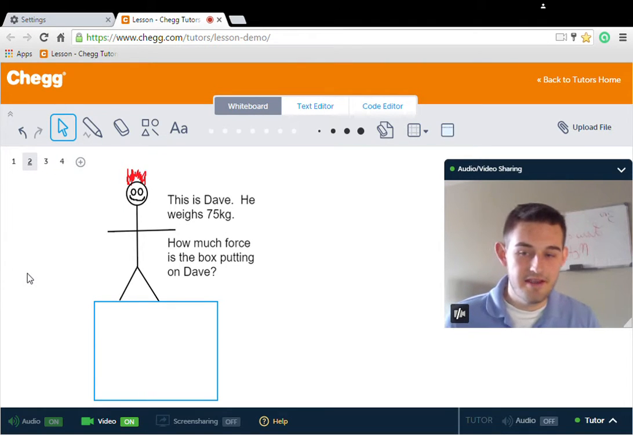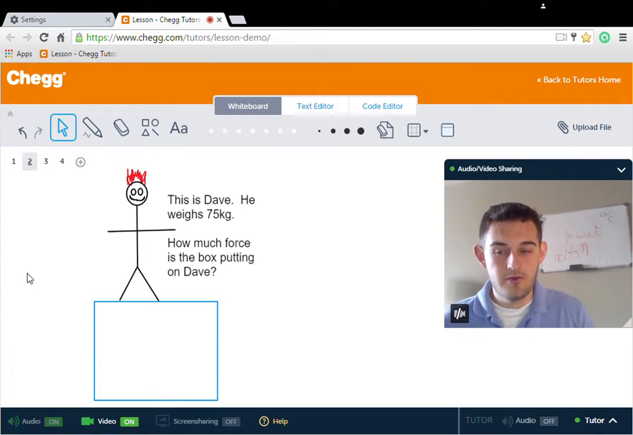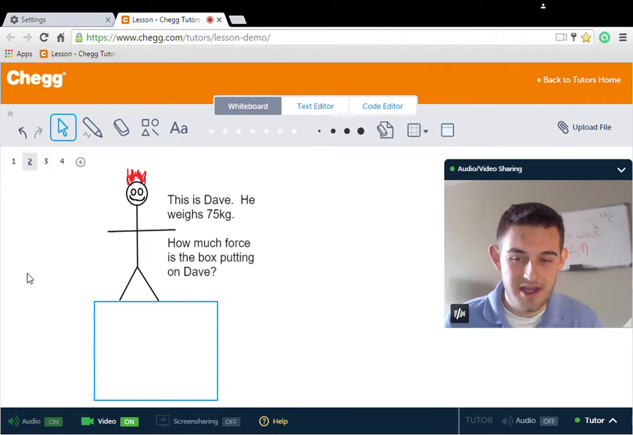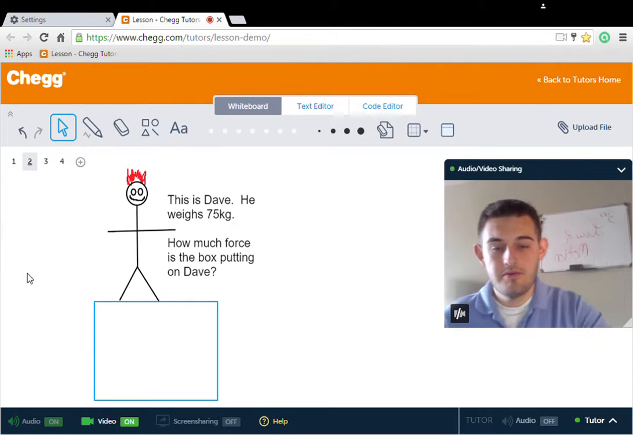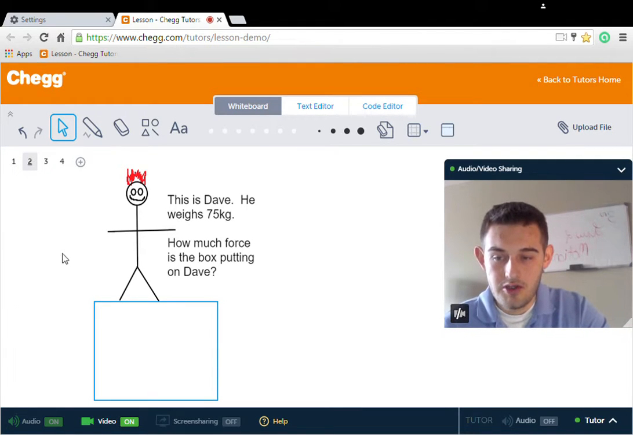So this is Dave, and he weighs 75 kilograms. And so what our question is asking us here is how much force is the box putting on Dave? So Newton's third law states that for every action there's an opposite but equal reaction. So the action of Dave is to put a force on this box.